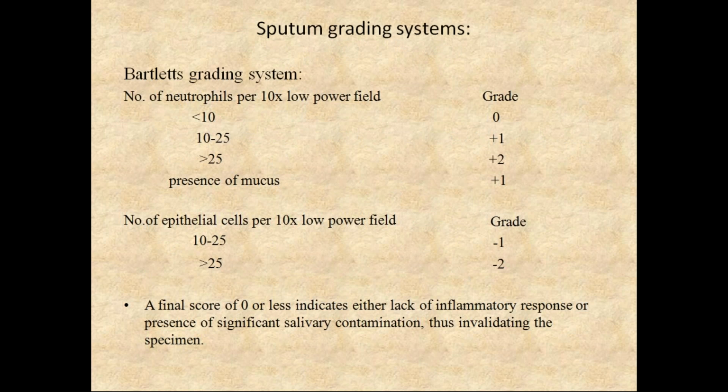Next one, sputum quality. Immediately when you get sputum, wet mounts are also performed. Wet mounts are performed in order to see the presence of neutrophils as well as epithelial cells. Depending upon the presence of neutrophils and epithelial cells, the sputum can be graded from 0 to +1 or +2. A final score of 0 or less indicates either lack of inflammatory response or salivary contamination, thus invalidating results.